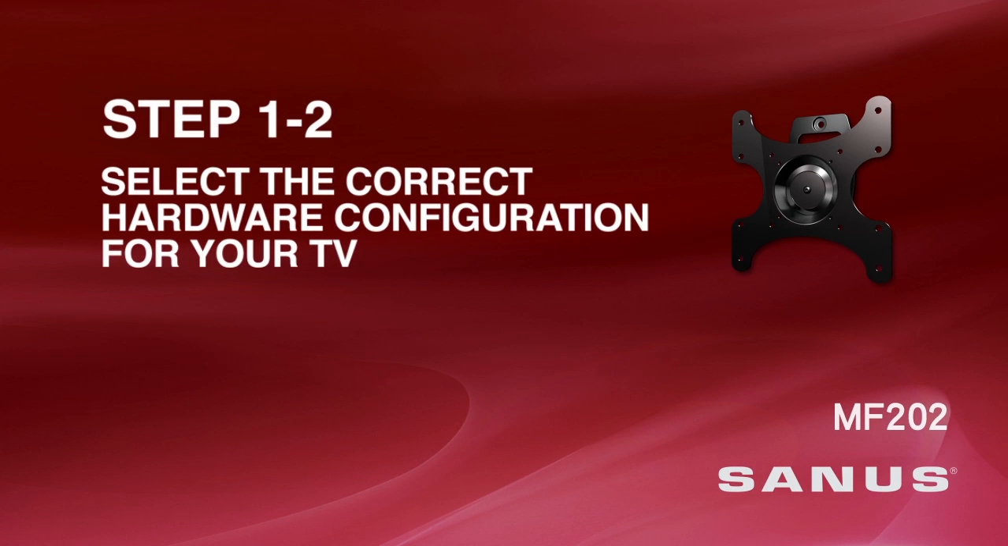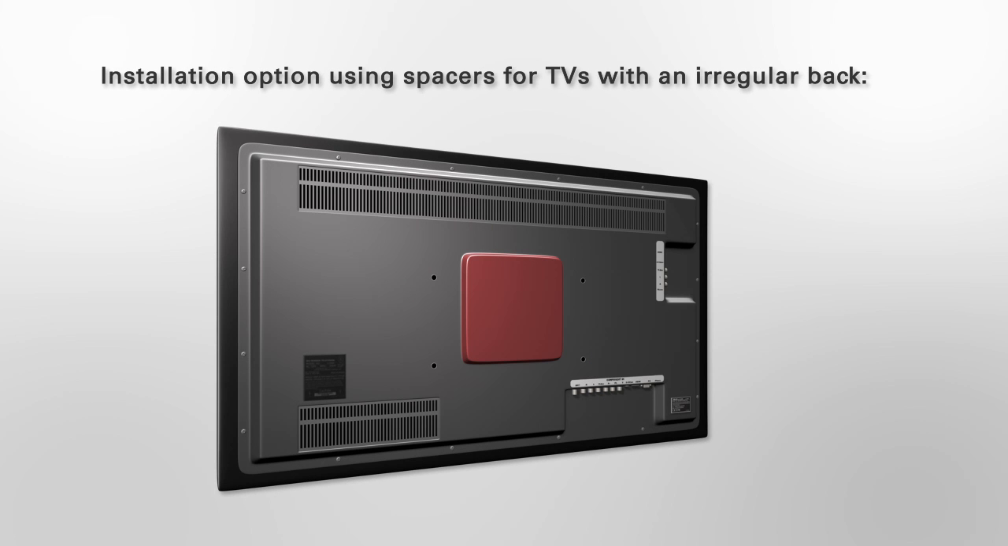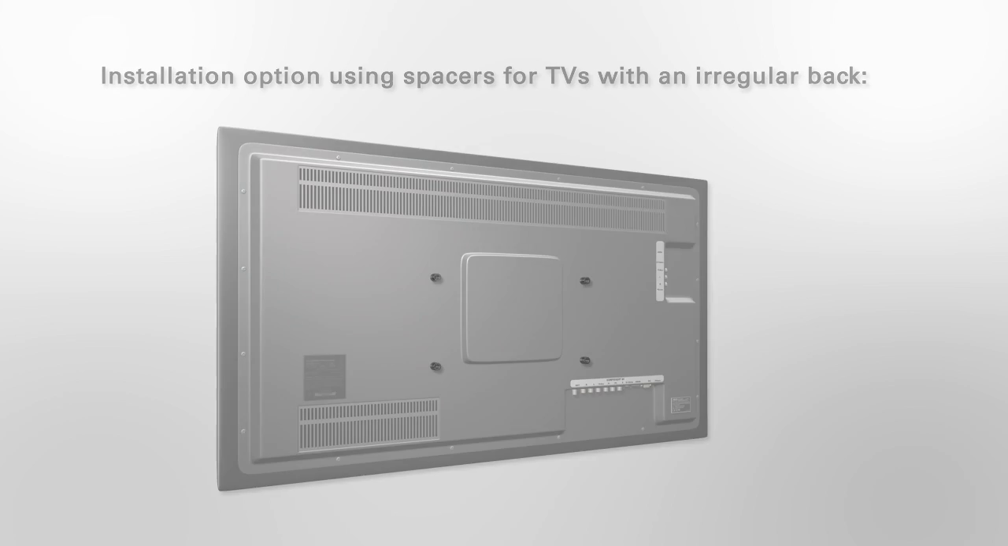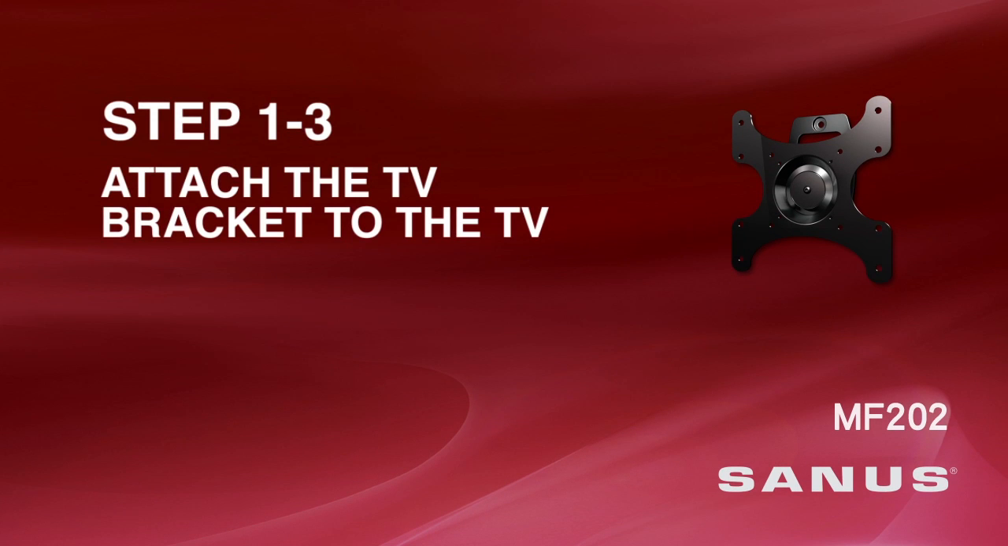Step 1-2. Select the correct hardware configuration for your TV. Determine the hardware configuration that best fits your install needs. Spacers are not required if your TV has a flat back. However, if your TV has an irregular back or you need extra space to accommodate cables, recesses, or protrusions, your installation will require spacers. The following step only outlines standard configurations. If you have a special application, contact customer service at 1-800-359-5520.